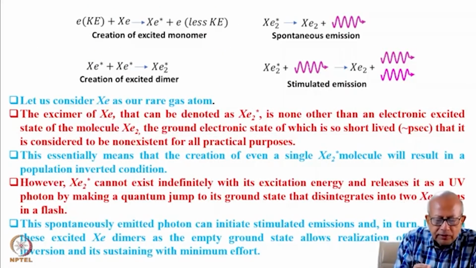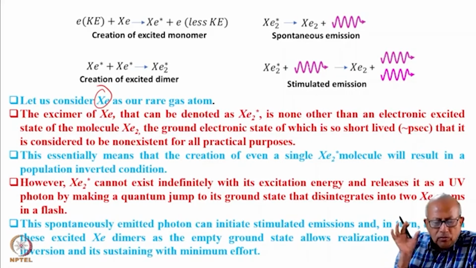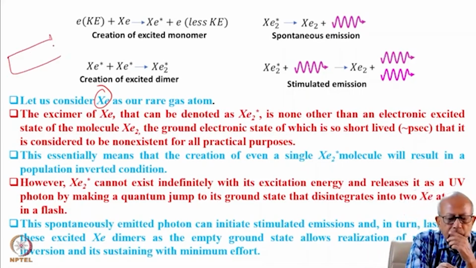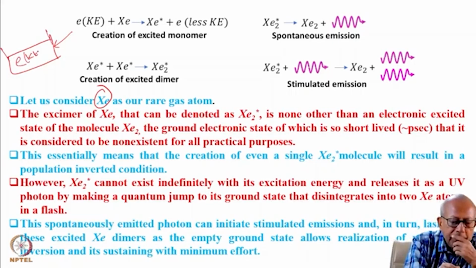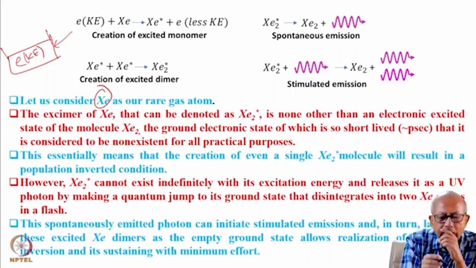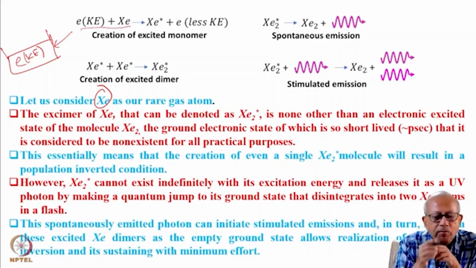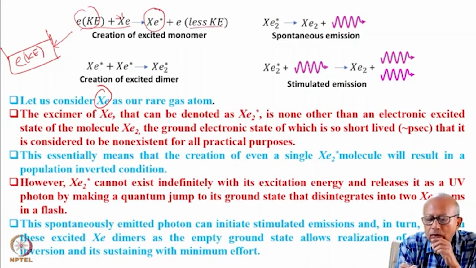Let us consider xenon as our rare gas atom. So we use xenon in, suppose, a discharge tube. You take xenon in the discharge tube and apply voltage across the two ends, and you create electrons. In a discharge, electrons will acquire kinetic energy. And then when this electron collides with xenon, this will be an inelastic collision. Part of the kinetic energy of the electron will go to xenon as its internal energy, and xenon will be excited. The electron will move with less kinetic energy.